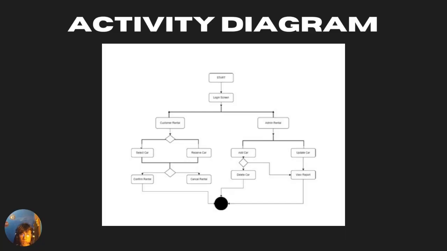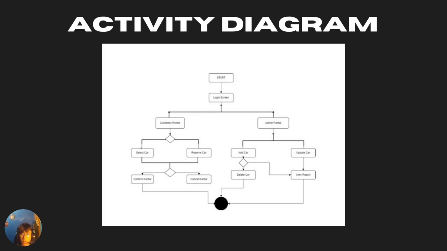Another diagram is the activity diagram, where you start from the login screen. There is customer rental and also admin rental. For customer rental, they can choose to select a car or reserve a car. After they choose, they can decide whether to confirm the rental, and if they don't want to confirm, they cancel the rental.